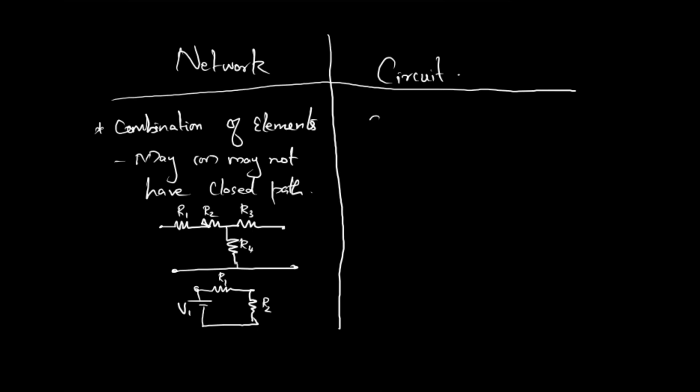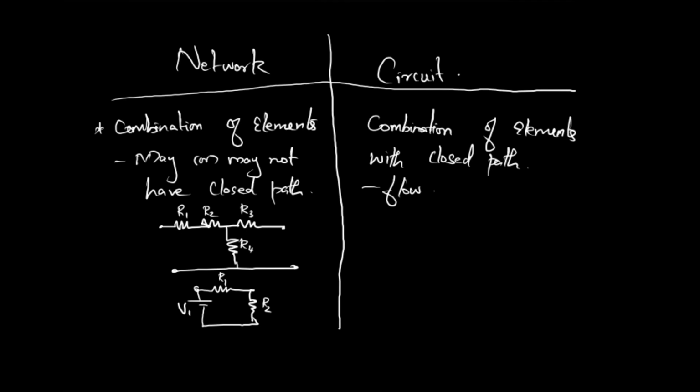Whereas a circuit is a combination of elements that should have a closed path for the flow of electric current. Only then we can call it a circuit. Considering our previous examples, example number 1 cannot be considered a circuit since it does not have any closed path, whereas example number 2 qualifies as a circuit.